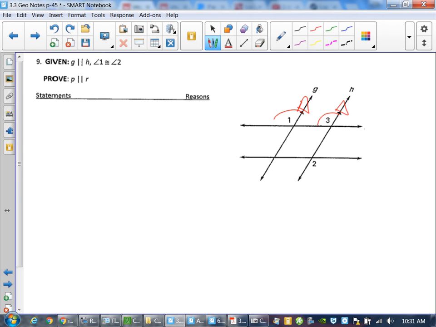I'm just going to mark my diagram. I look at my next thing that I have. I am given that angles 1 and 2 are the same. Huh, look at that. What do I know about angles 3 and 2 then? Alternate. Are they congruent? Yes. Therefore, the lines are parallel. It's 4 steps.